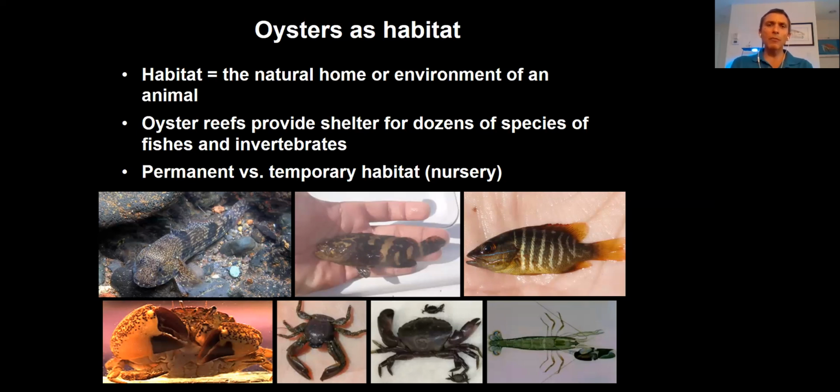And when we think about the animals that live on an oyster reef, there are two general categories of oyster reef associated animals. There are creatures that spend their entire life living on an oyster reef, and there are animals that only use the oyster reef as their nursery, their first home, the place they live when they're babies.